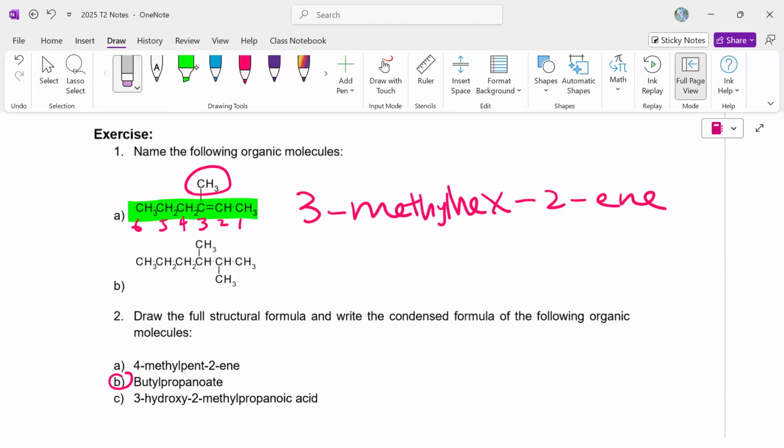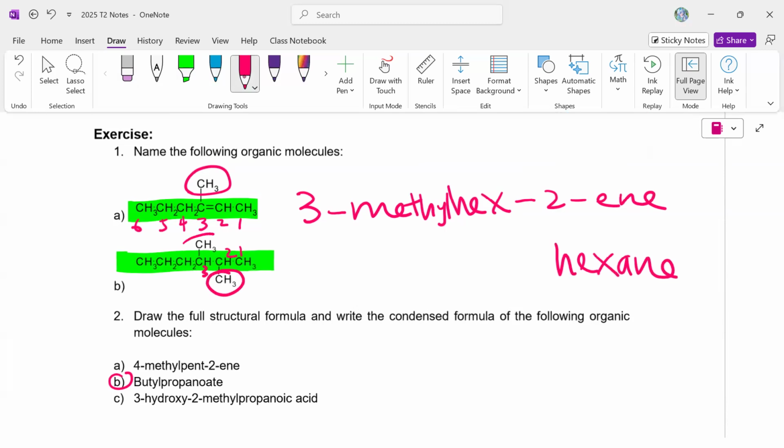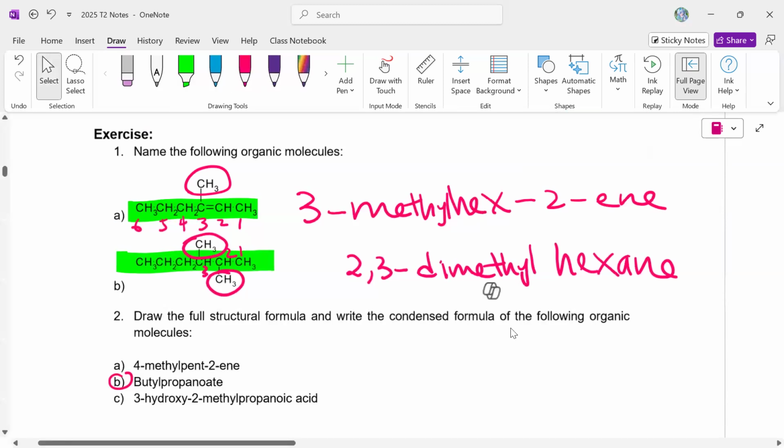Okay, the next one, longest continuous carbon chain. So 1, 2, 3, 4, 5, 6, all alkanes. So no functional group, we just call it hexane. If there's no functional group, the smallest number is given to the substituent, so 1, 2, 3. At number 2, I have a methyl. At number 3, I have a methyl. So 2,3-dimethylhexane.